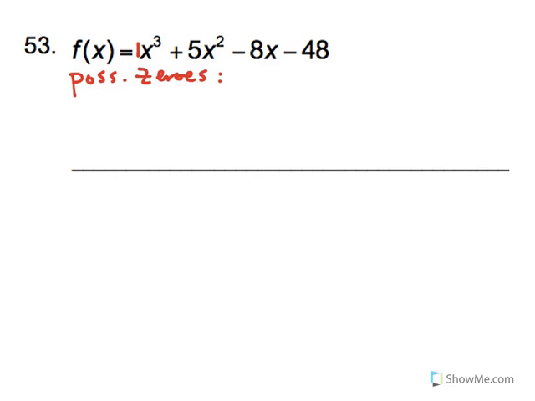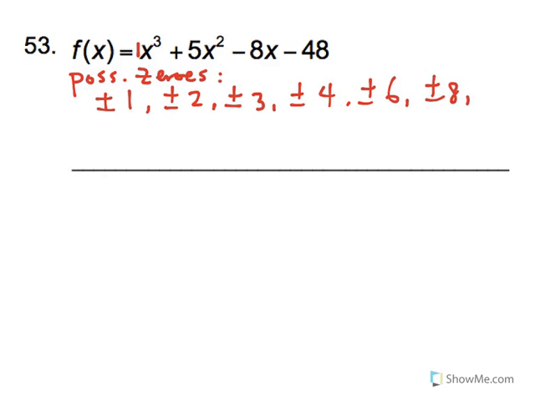So the possible factors will be plus or minus 1, plus or minus 2, plus or minus 3, 4, 6, 8, 12, 24, I think I forgot 16, and finally 48. We will not need to divide any of these numbers by the first coefficient here, again, because it's 1, you will just get the same factors back.